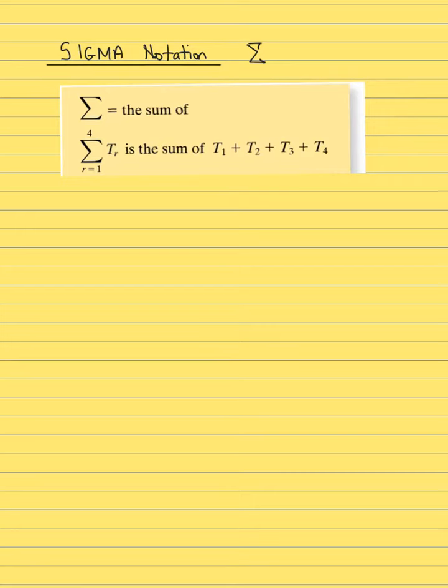Sigma notation is a handy way to represent a series. Sigma is a Greek letter. We can see here that sigma, this letter, means the sum of. So here we have the sum of the terms of a sequence, Tr, where the r runs from 1 up to 4. So that's T1 plus T2 plus T3 plus T4.